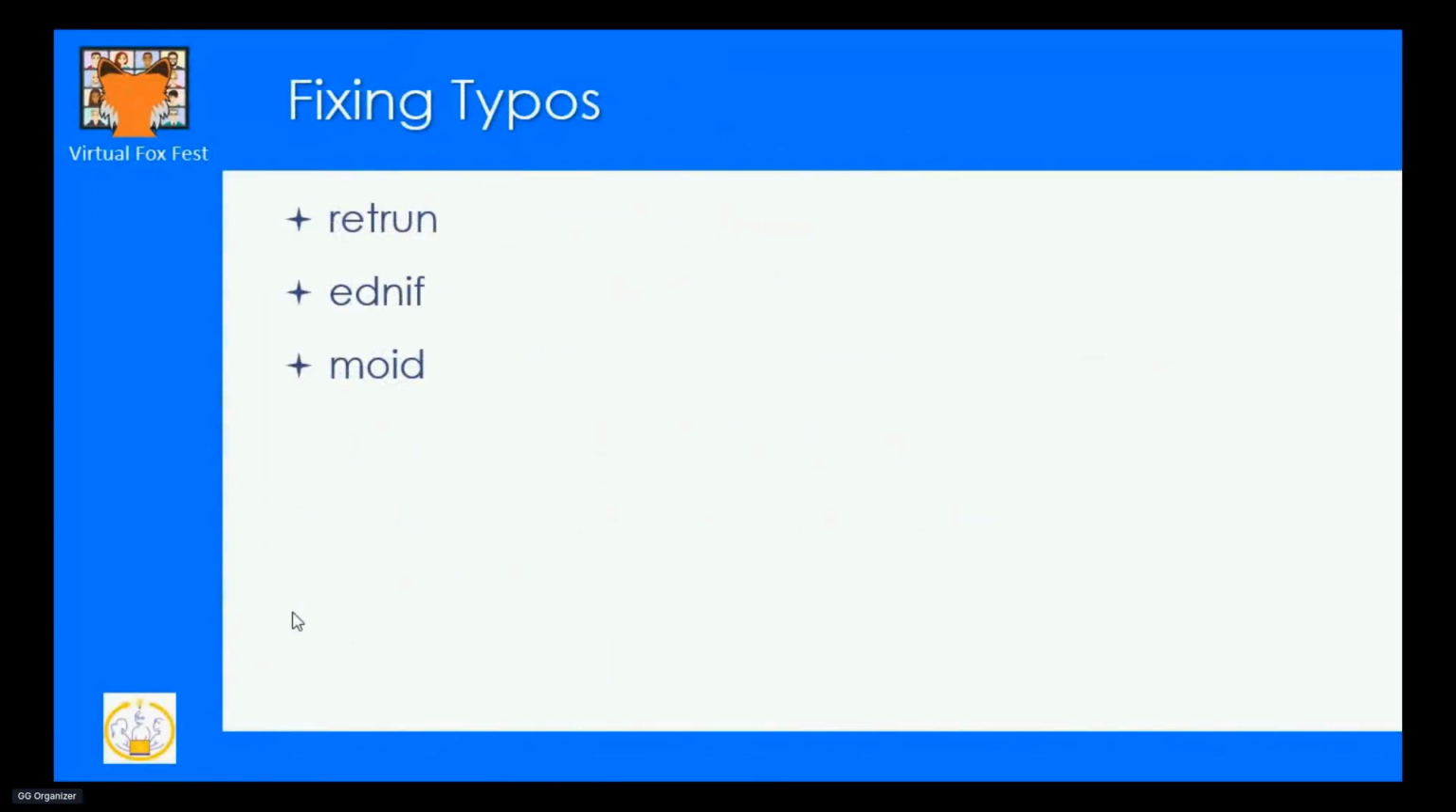All right, fixing typos. I have mental blocks on a few muscle memories as my fingers go on the keyboard. When I want to type in return, I often type in run. When I type in endif, I often type in ednif. And when I type in modi, I often type in moid.